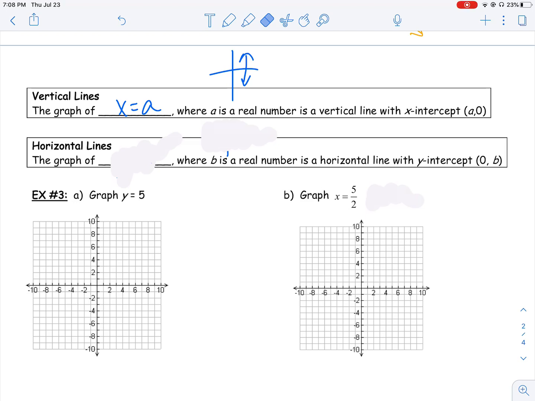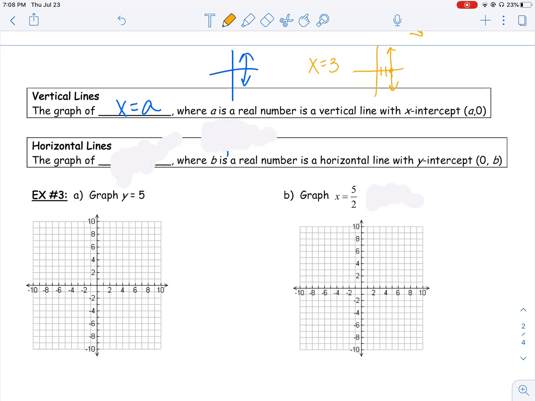So for example, if I have the equation x equals 3, then that means I'm going to have a vertical line that only touches and is only ever equal to x equals 3. It's never going to be equal to y. It's going to be a vertical line that touches at x equals 3, 0.